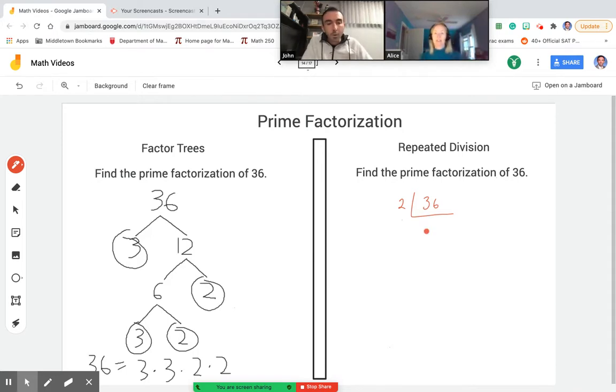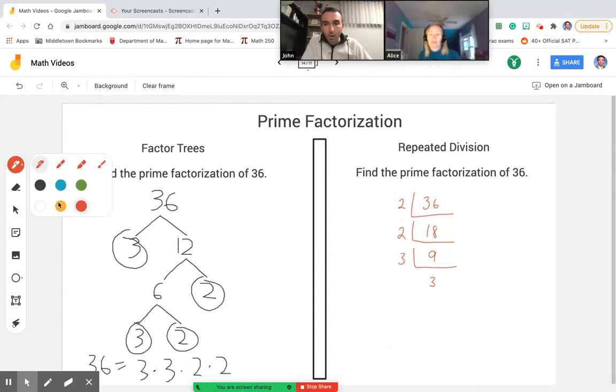And we know that 36 divided by 2 is 18, which is also an even number, so I can divide by 2 again. That gives me 9. And 2 doesn't go into 9 evenly, so I would like to use a different prime number that goes into 9. Given the very few options available, I'm going to use 3. And 3 goes into 9 3 times.